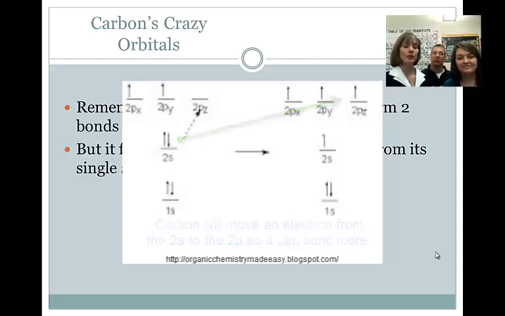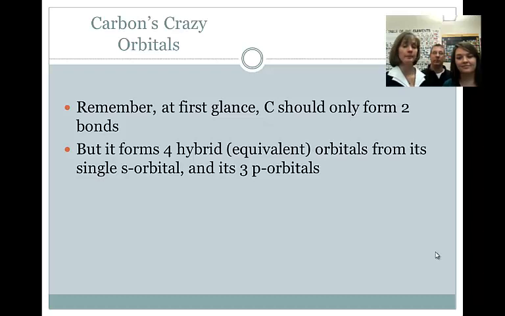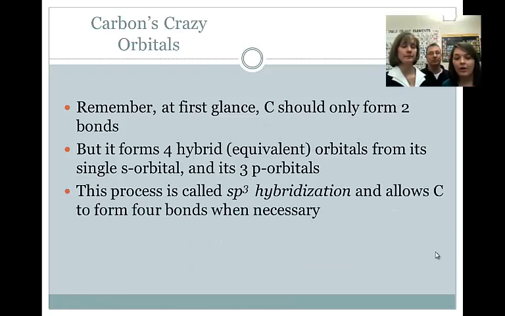So this whole hybridization process is going to happen. With this process, when it's forming those four hybrid orbitals, we're going to call that sp3 hybridization. And that allows that carbon to form those four bonds when necessary, so that it can fill up its outer electron energy levels and those valence electrons to fill that octet rule.